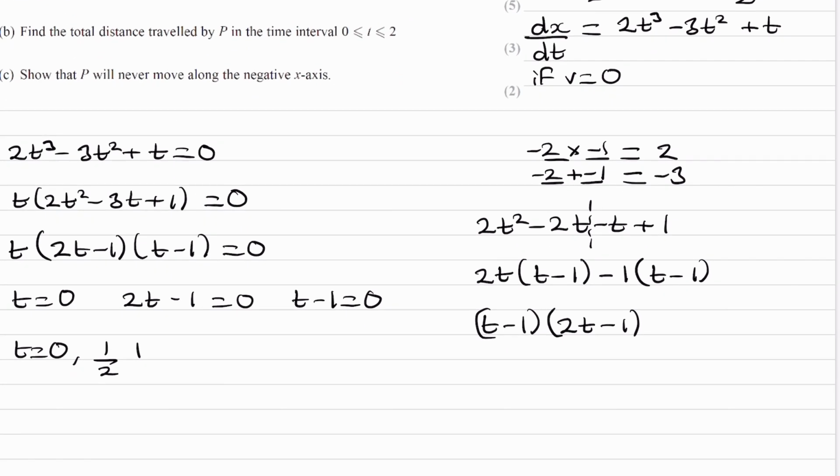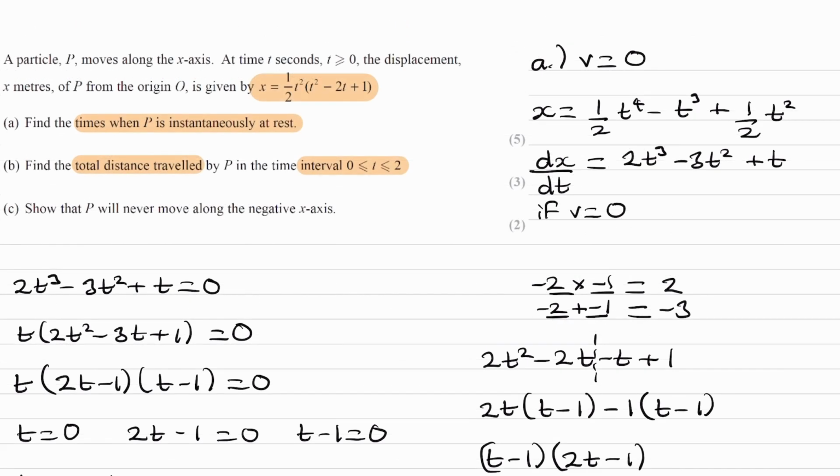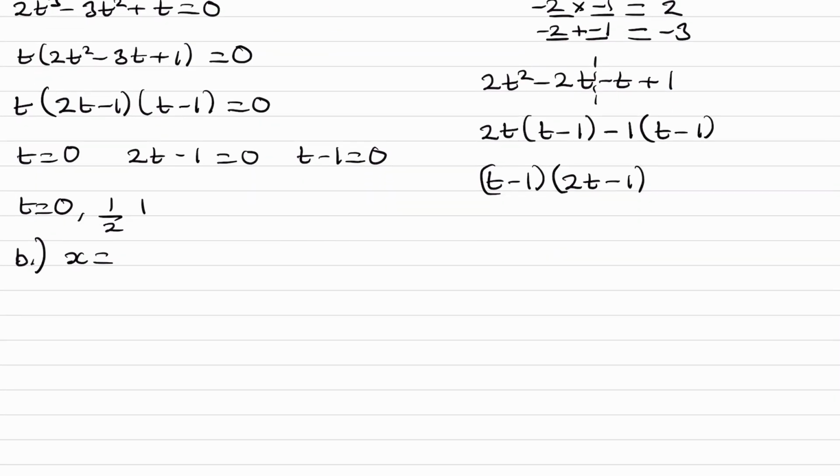Okay, for part B, find the total distance traveled by p in the time interval of 0 to 2 seconds. So x is equal to a half t squared minus 2t plus 1. So I'll write that down over here. x is a half t squared minus 2t plus 1. And then we can rewrite this, so we can factorize what we have here. That's the same thing as t minus 1 squared.